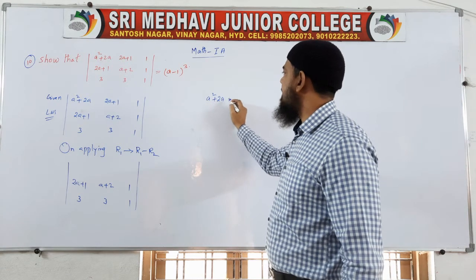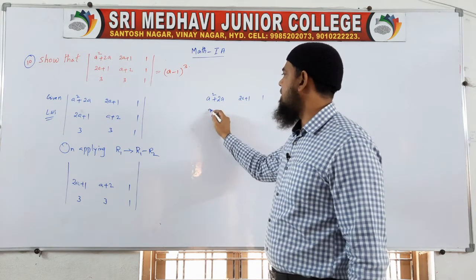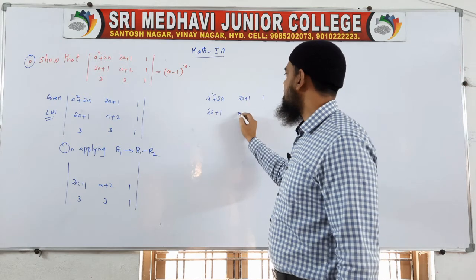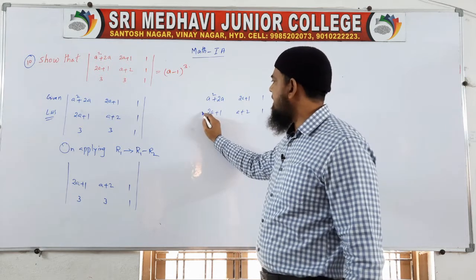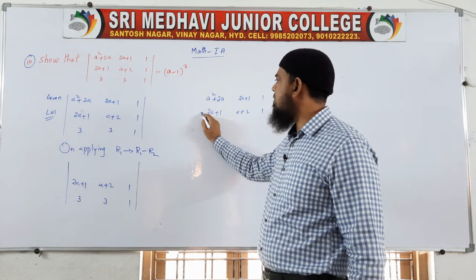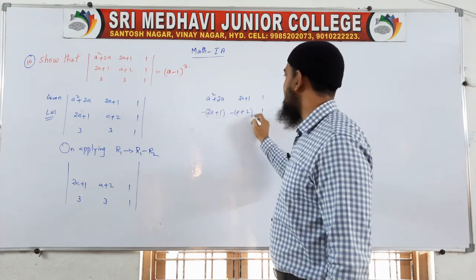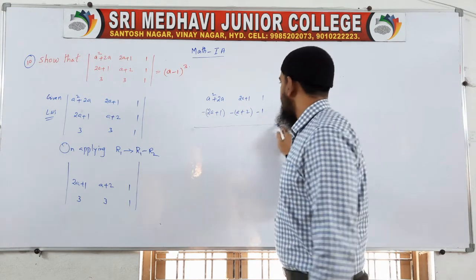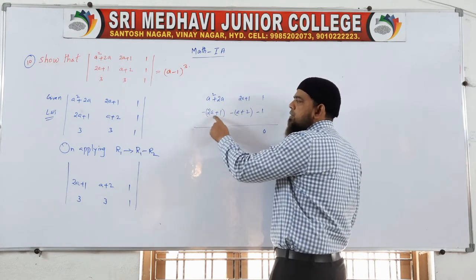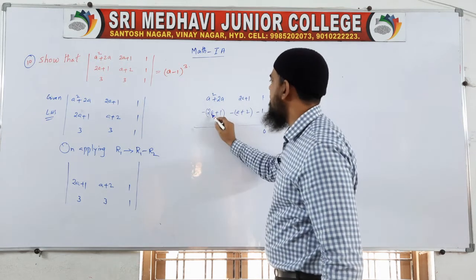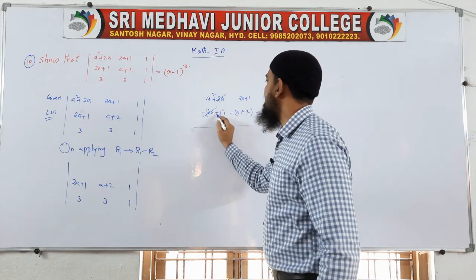a square plus 2a, 2a plus 1, 1. Then R2 we have to write: 2a plus 1, a plus 2, 1. We are subtracting now. When we are subtracting, minus we have to keep here. When I am writing minus here, automatically this plus will become, bracket I am taking, minus bracket, minus. You see here 1 minus 1, this is 0 automatically. When minus is getting inside, it is minus 2a, it is minus 1. So what happened? Minus 2a plus 2a cancel. Here minus a is there, here minus 2.